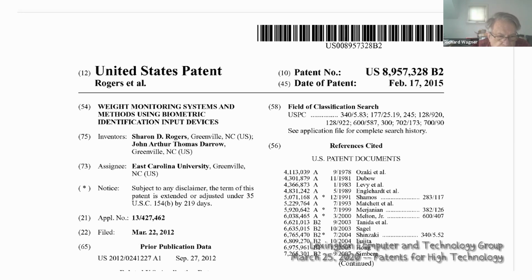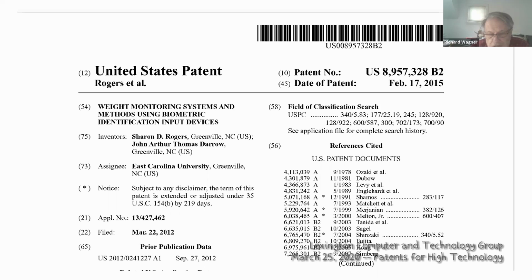If you look above that filed, up to the asterisk where it says notice, it says subject to any disclaimer, the term of the patent is extended or adjusted under 35 U.S.C. by 219 days. That means that the patent, which I mentioned last time, is enforceable for 20 years from the date of filing. In other words, it would be enforceable until March 22nd, 2032. This patent will have that extended by 219 days.